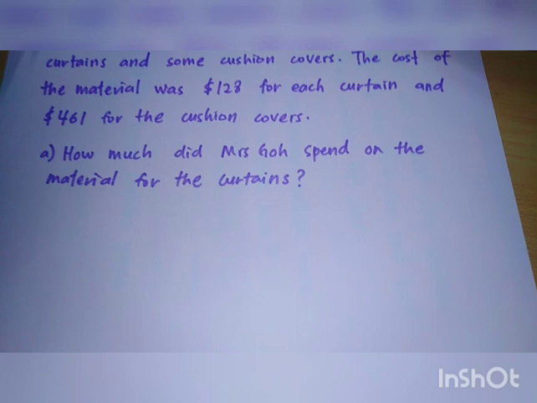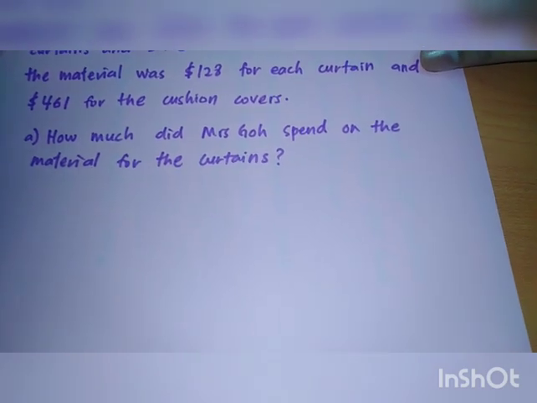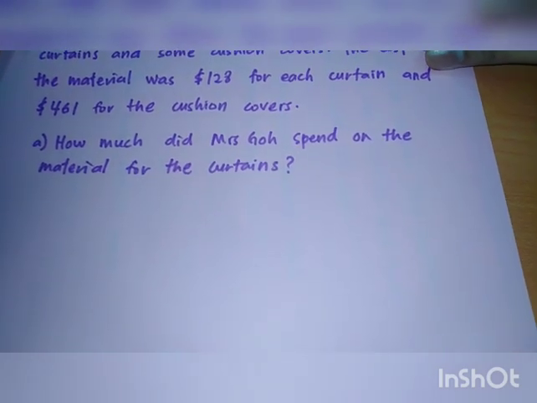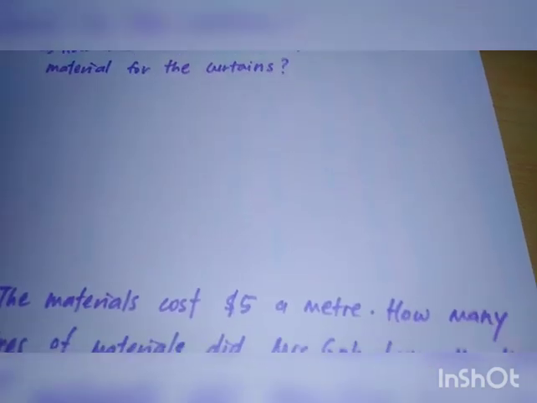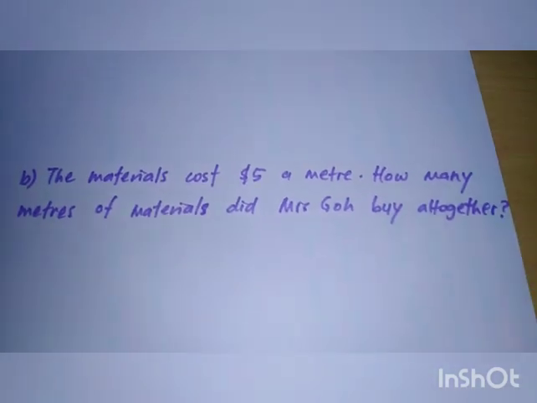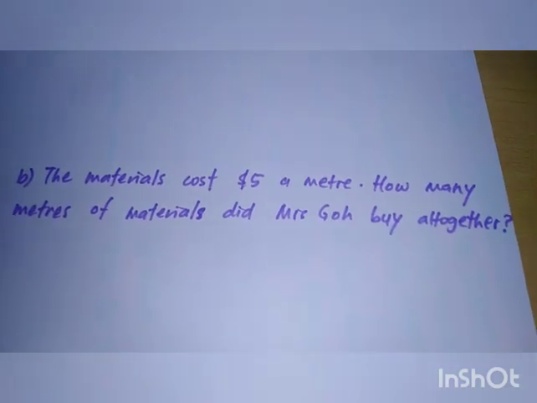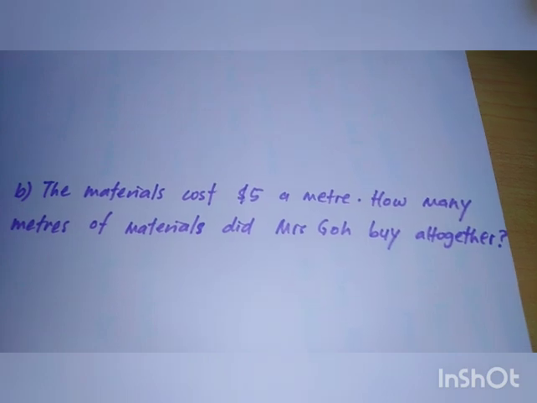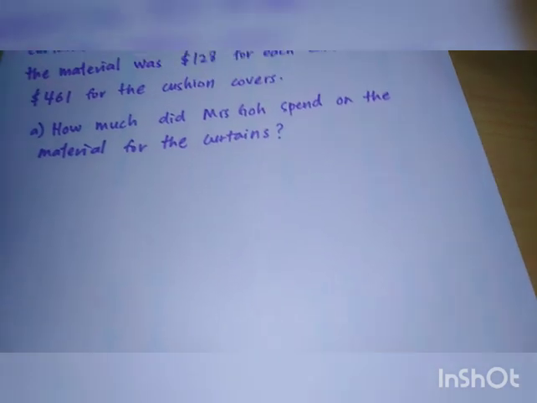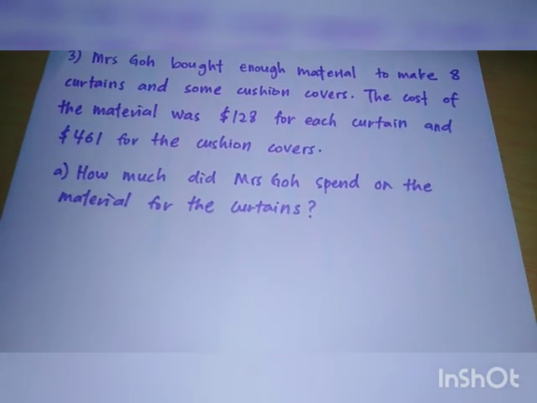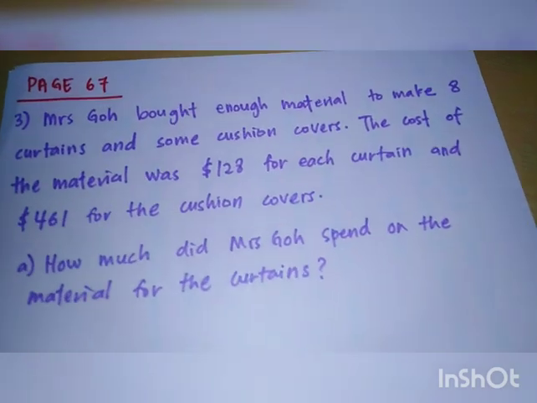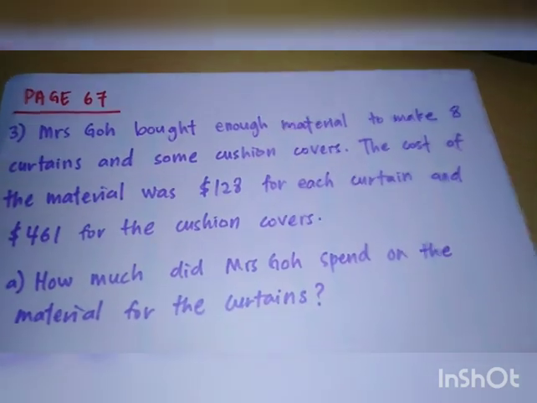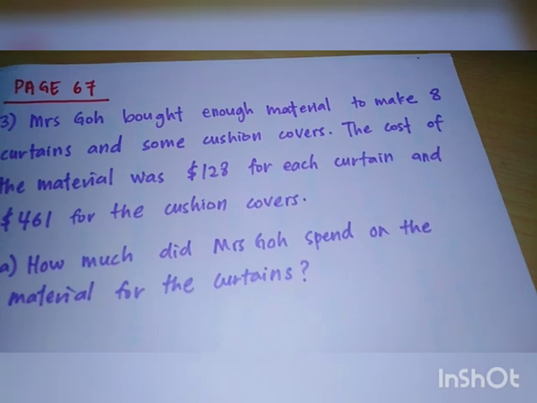Question A: how much did Mrs. Go spend on the material for the curtains? The next question: the material costs $5 a meter. How many meters of the material did Mrs. Go buy altogether?